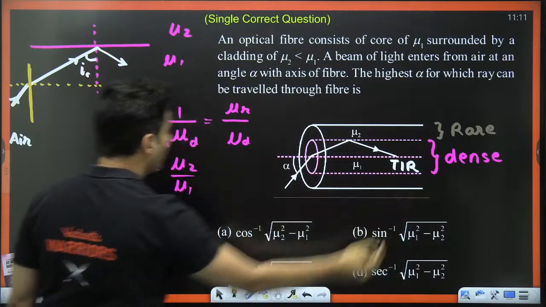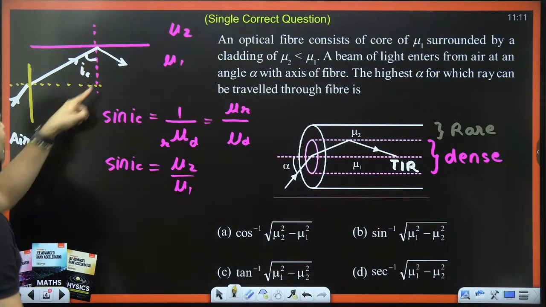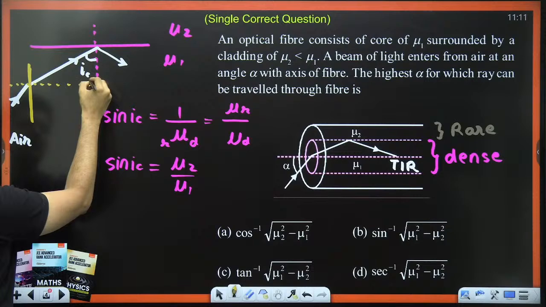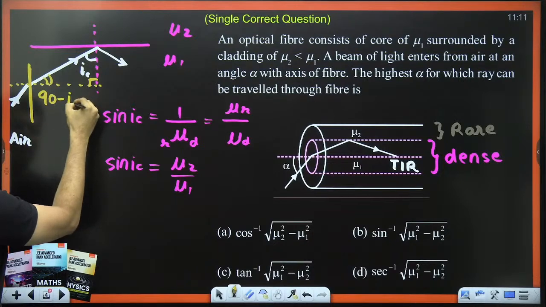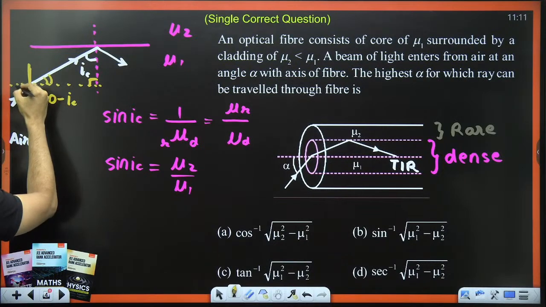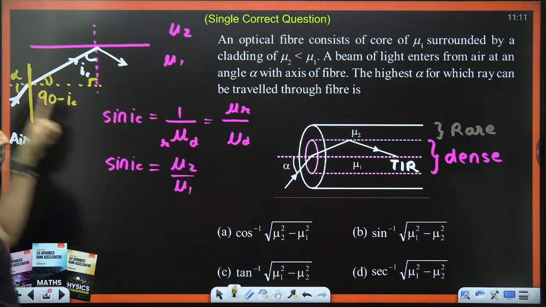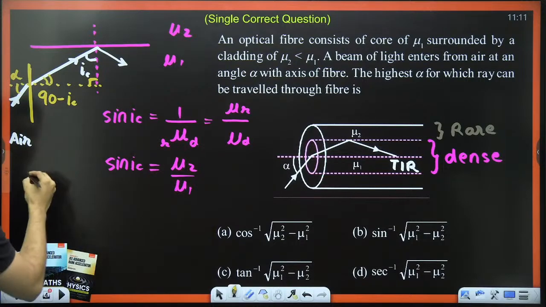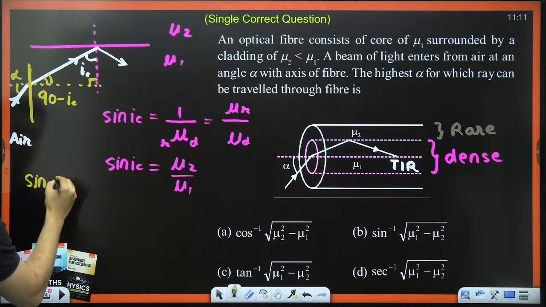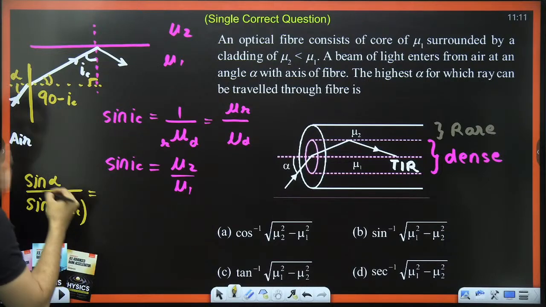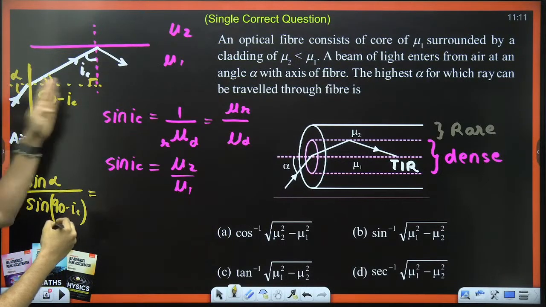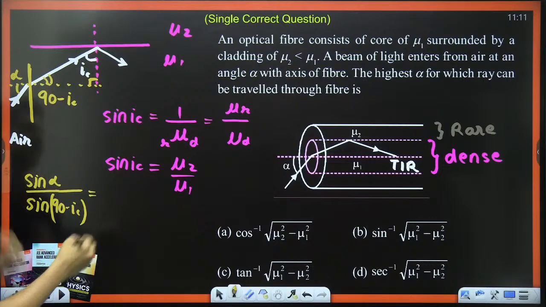The next part of the problem will be, look over here, if this is IC, this is 90 degree, this is basically a 90 degree triangle. So that means this angle would be 90 minus the critical angle. And if I use Snell's law over here, because this angle was alpha, this angle was alpha, then sine of alpha divided by sine of 90 minus IC will be equal to the refractive index relative to air and this inside medium.